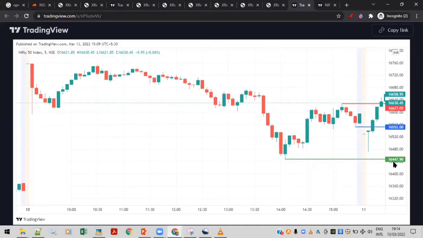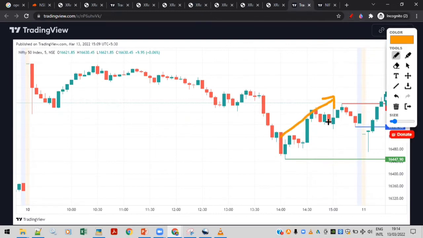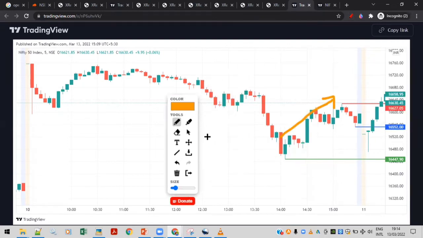From this low of 16,447, you can see here it gave up a move towards 16,400 plus. So that's what happens. This is how you should use the option chain support and resistance on the expiry day. This is specifically for expiry day. I will not say that this alone will work. You will have to combine it with price action and indicators to have a better probability of winning.